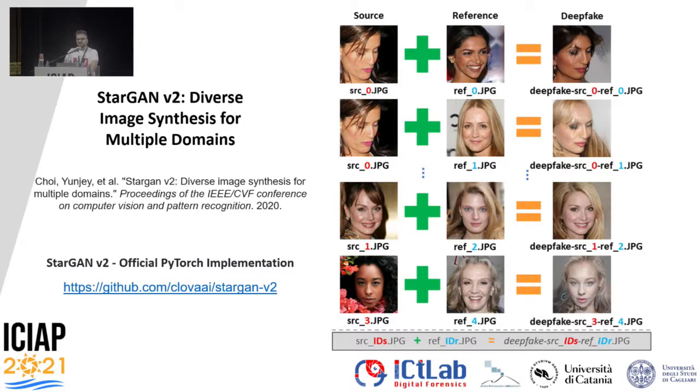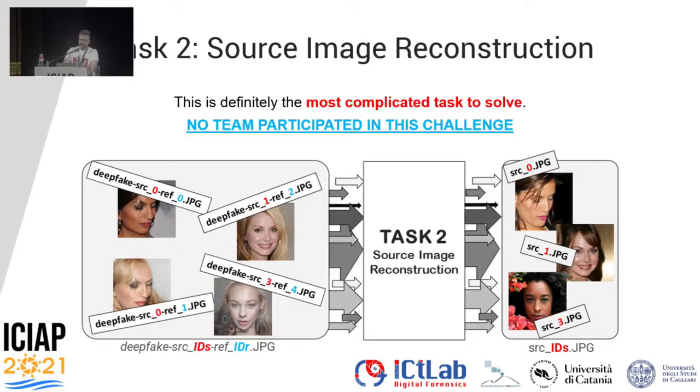In detail, StyleGAN2 takes two inputs, a source and a reference. The source is manipulated with the characteristics of the reference images. The objective is to take in input the deepfake images and to reconstruct the source images. But it is a complicated task, and we had a problem with time, and for this reason, no team participated in this last challenge.